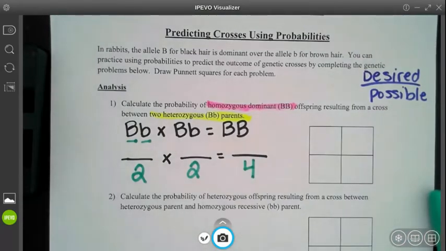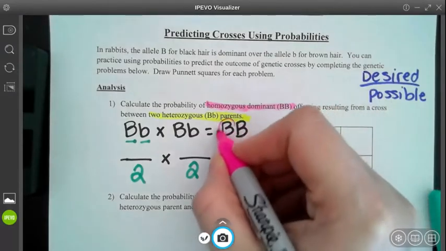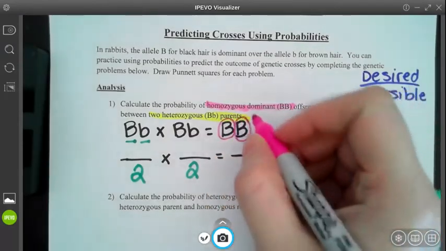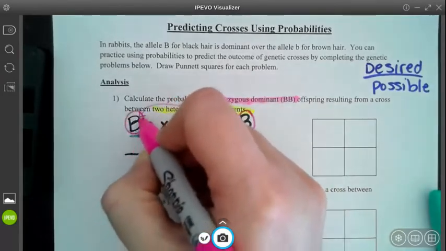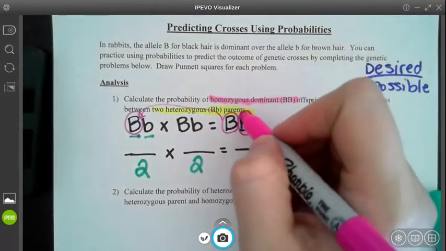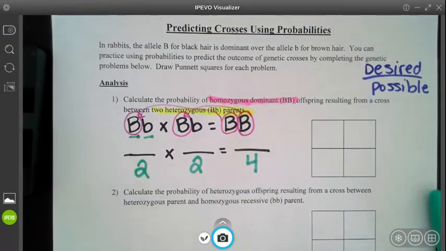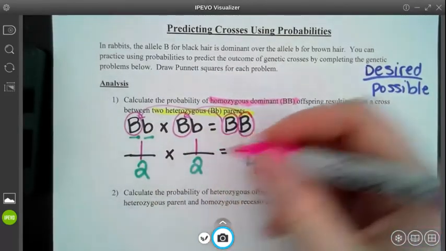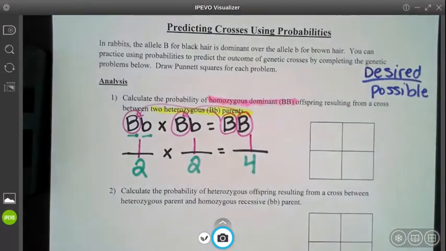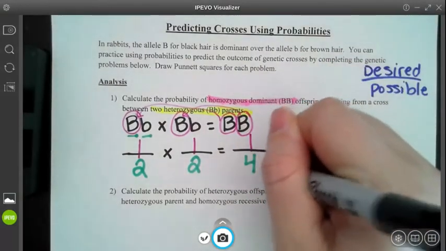Now let's do the top. We are looking for big B and big B. So this big B is going to come from this parent, and this big B is going to come from this parent. Since they are present, I'm going to have a 1 and a 1. And 1 times 1 is 1. So our percentage is going to be 1 over 4, or 25%.